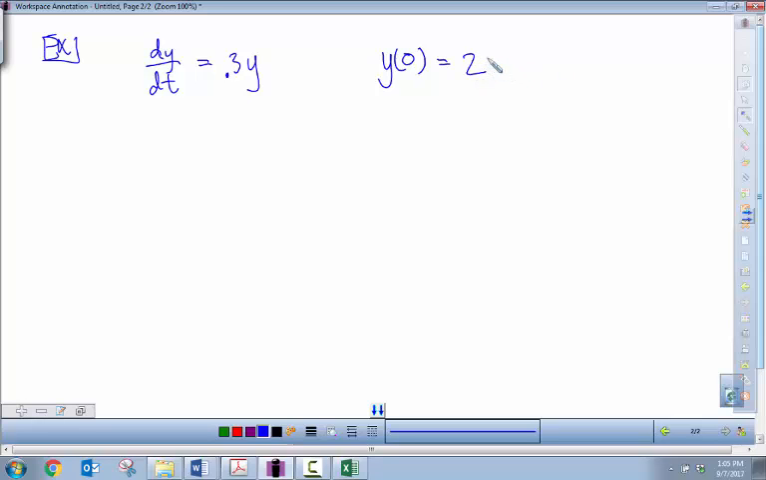So let's do a simple example. dy/dt is equal to ky. Let's find a value for k. Let's put 0.3y as your differential equation. And so we'll start off with an initial condition. 0 is usually a nice place to start. Let's start with 0 because it's a nice place to start. And then we'll just go y of 0 is equal to 2.